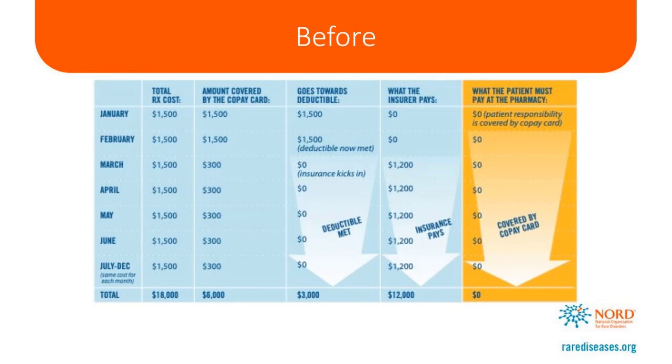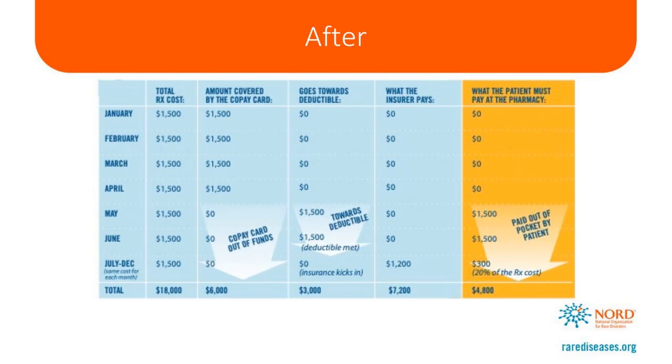After an accumulator program is put in place, what we've seen happen is that because that copay assistance no longer applies towards the deductible, no longer applies towards out-of-pocket costs, the insurer is actually paying less, and all those costs are being passed directly on to the patient. So in this example, under the previous slide, the patient had to pay $0 over the course of the year for their medication. With an accumulator program in place, the patient may have to pay as much as $4,800 under this example.